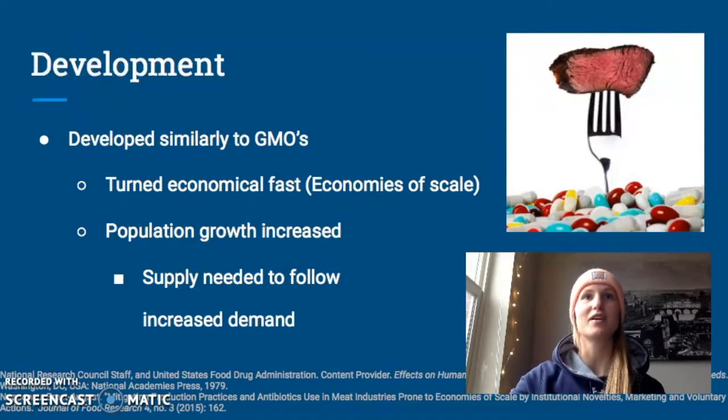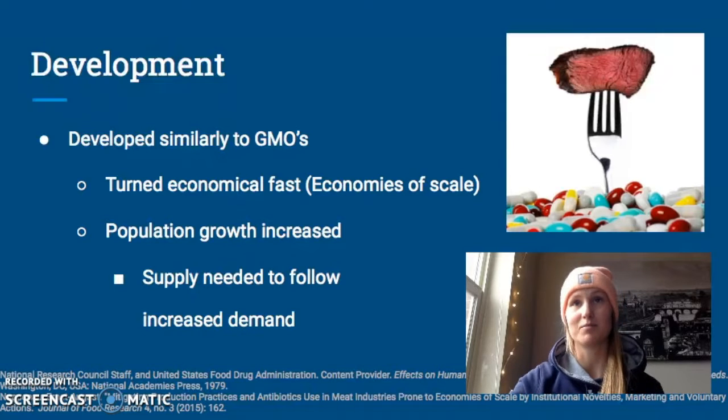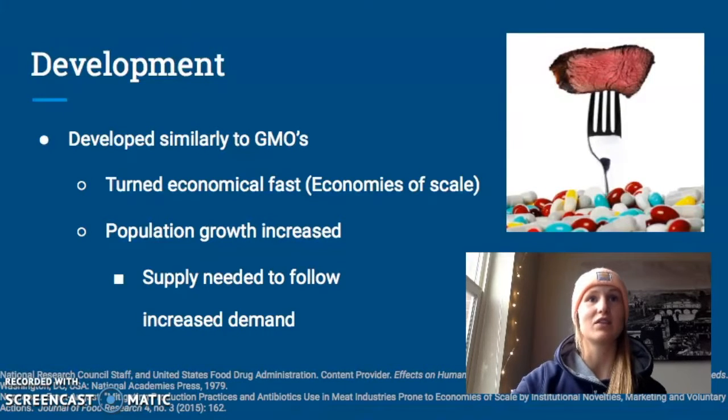As the use of antibiotics became generalized, it took on a life of its own, much like GMOs. The usefulness of scientifically tampering with the production of meat turned economical, as faster, larger, and more reliable production became possible. Therefore, economies of scale. This development further evolved as a response to an increasing rate of population growth, much like GMOs, and therefore an increase in demand followed the increase in supply for food.